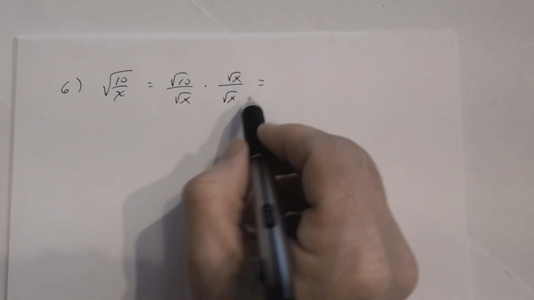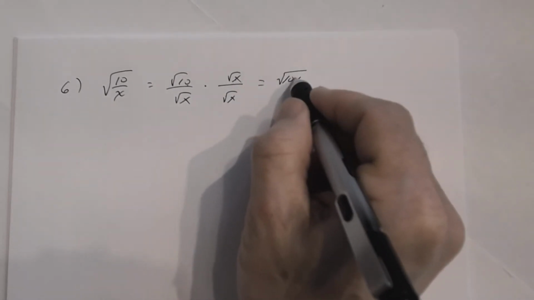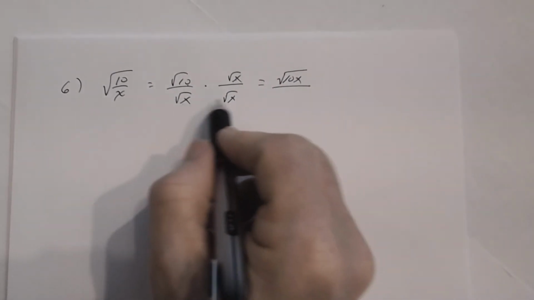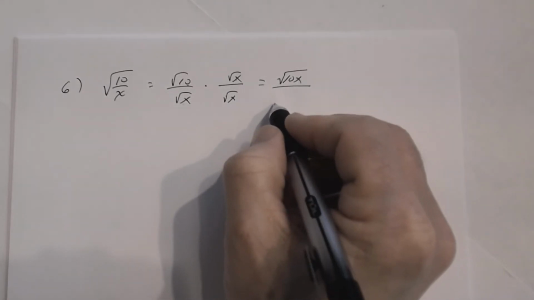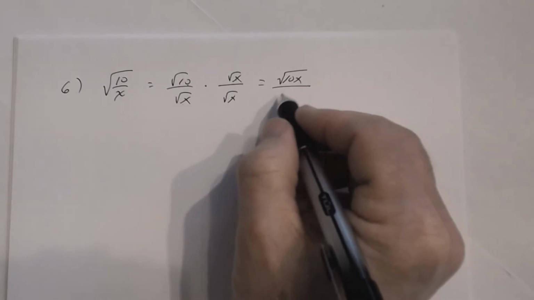And so now using the product rule, I get the square root of 10 times the square root of x is the square root of 10x. And then the square root of x times the square root of x, what is it? What should it be without having to do all that work? It's just x.